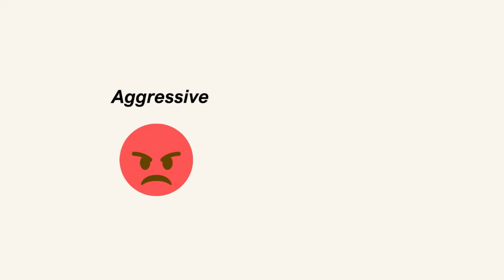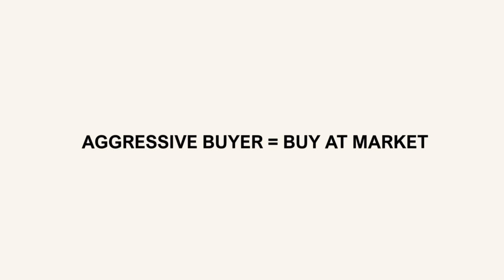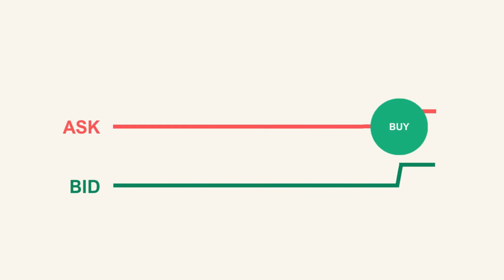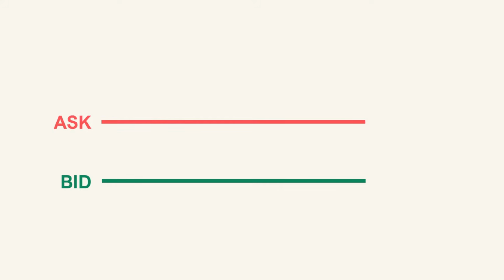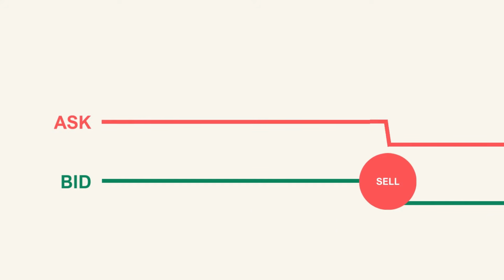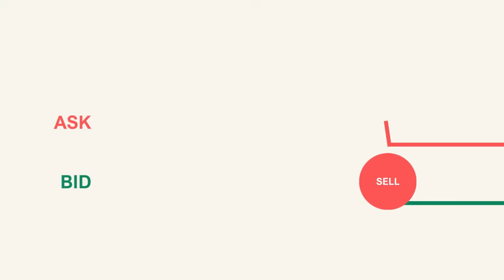To understand cumulative volume delta, we first need to clarify the difference between aggressive and passive market participants. An aggressive buyer is someone who executes a market buy order. By doing so, they cross the spread and buy at the current best available price, the ask. An aggressive seller does the opposite. They execute a market sell order, crossing the spread to sell at the current bid.